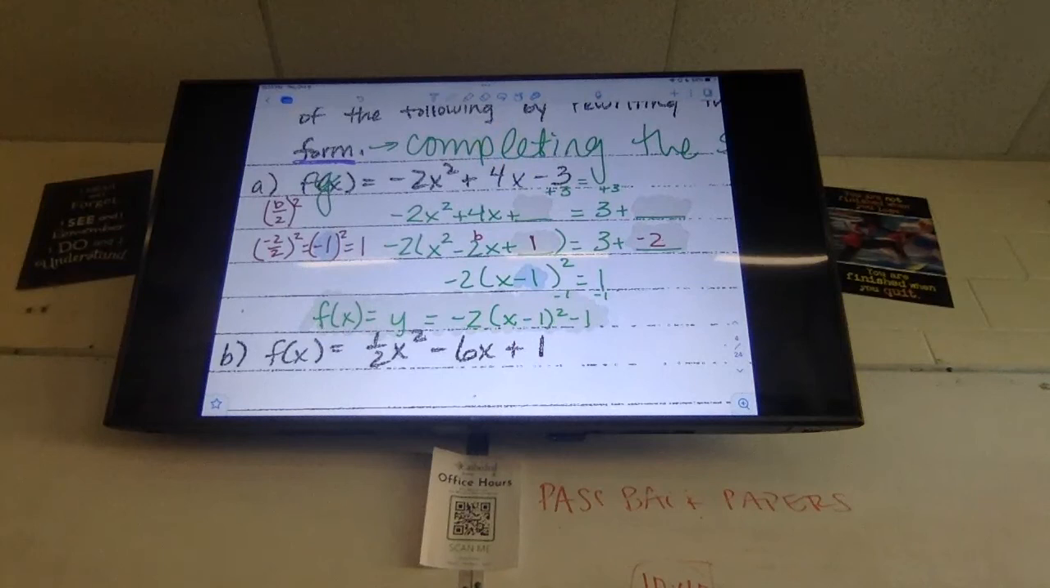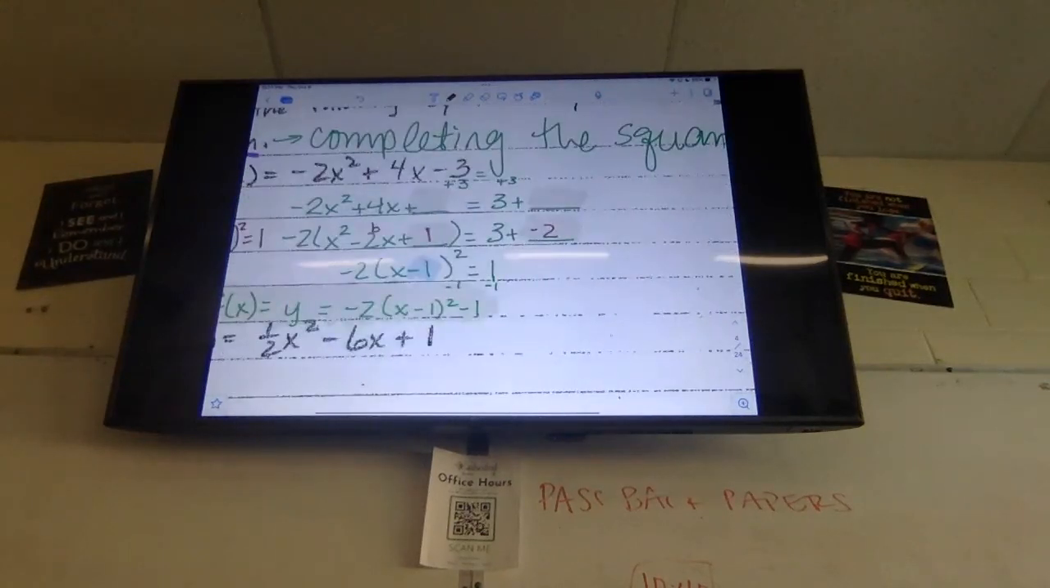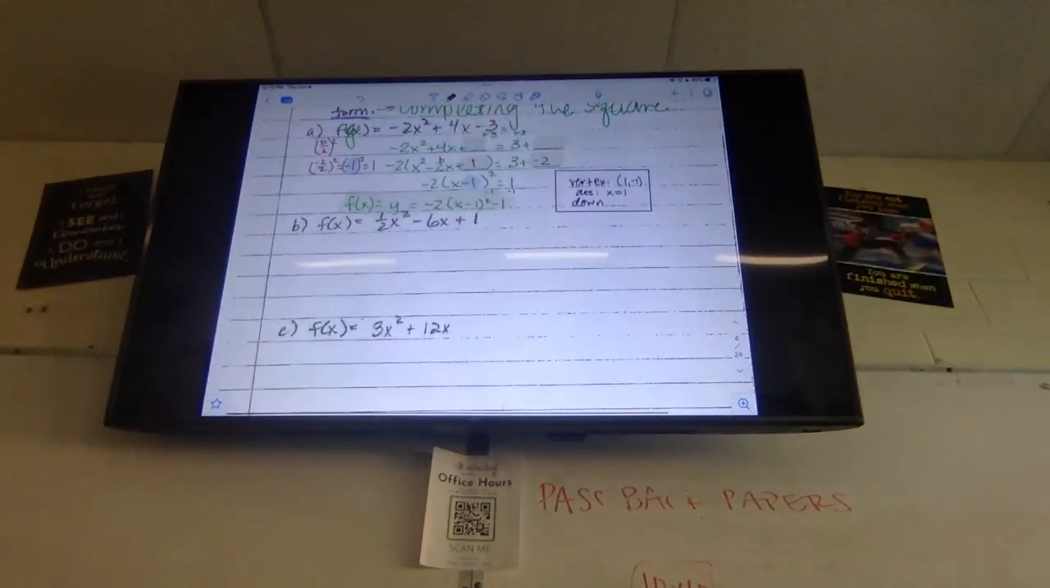Now I'm in the right form that we started with, right? What's my vertex? Good, +1, -1. What's my axis of symmetry? 1. Am I going up or down? Down. Let's look at the next one. We're just gonna be able to start this.